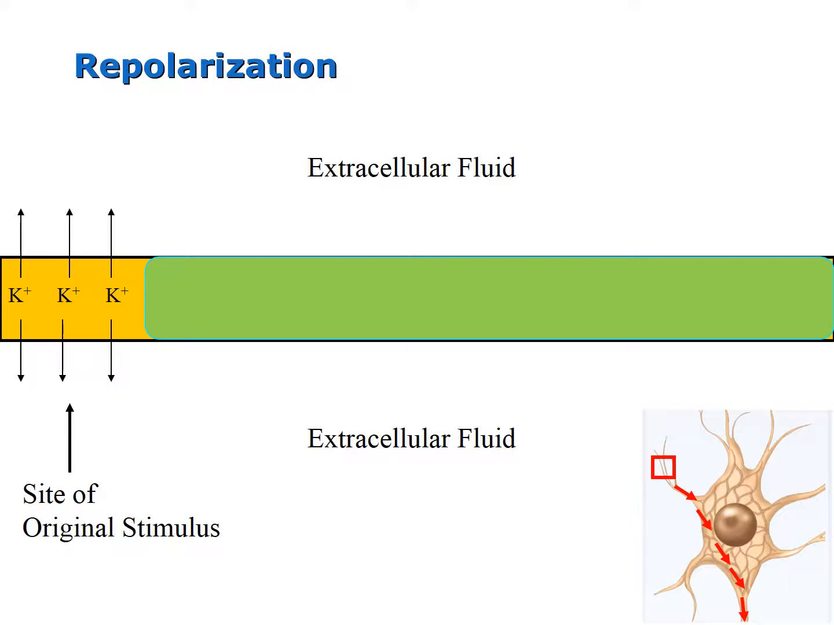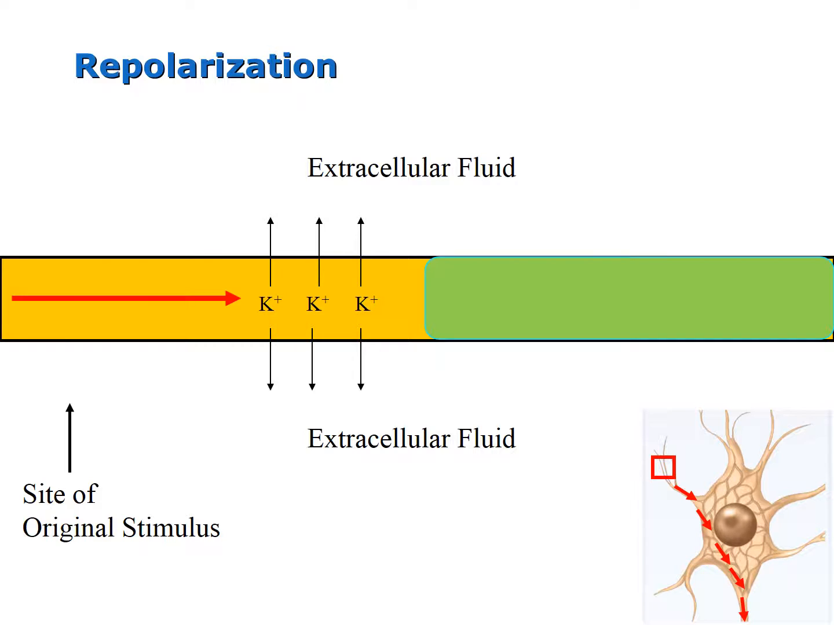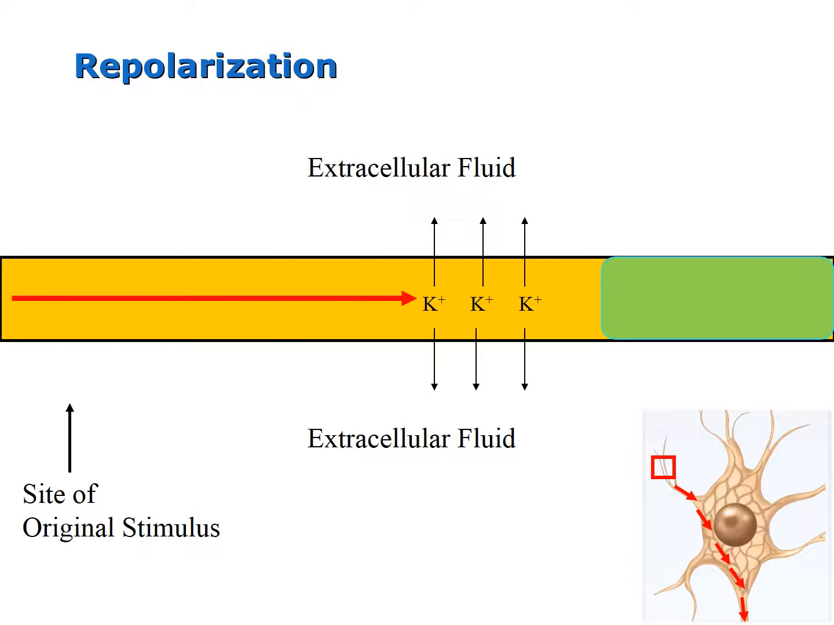So as potassium channels open, potassium ions are going to move from inside the cell to outside the cell, repolarizing the plasma membrane. And the potassium channels are going to open in the same sequence that the sodium channels open, starting at the site of the original stimulus, basically following the same pathway of the depolarization. So the repolarization process is going to move from the dendrites to the cell body and eventually to the axon, repolarizing the plasma membrane.